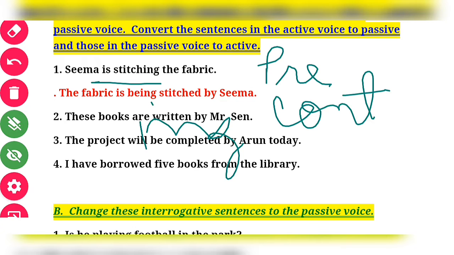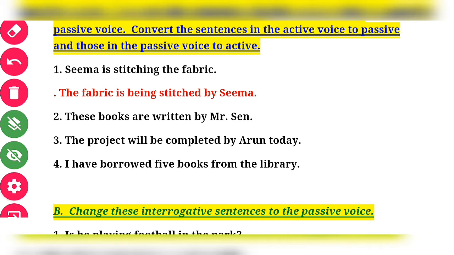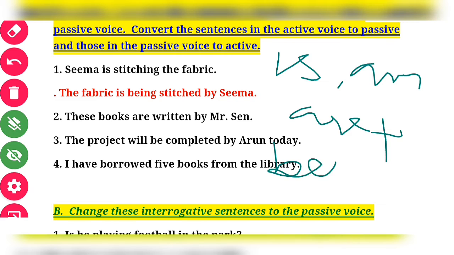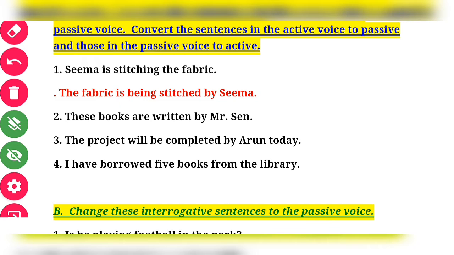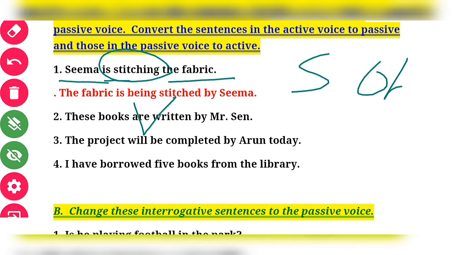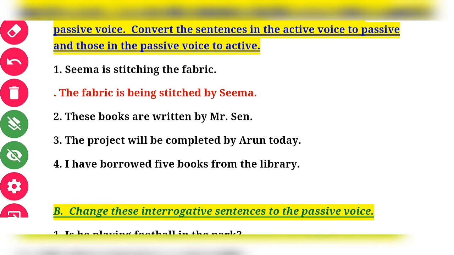So where there is present continuous tense, we simply use is, am, are plus being, and we know that only the third form, the past participle form of the verb, is to be used here while making passive voice. So very simple: is, am, are plus being is used, the object becomes the subject, the subject becomes the object, and the preposition by is used. Now let us see. The subject is Seema, is stitching is the verb, and the fabric is the object. Clear? So the object will be the subject of the sentence in passive voice.